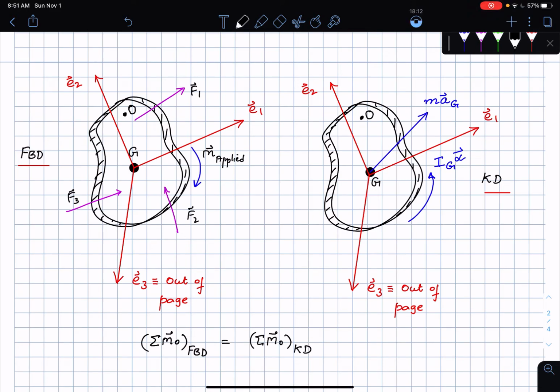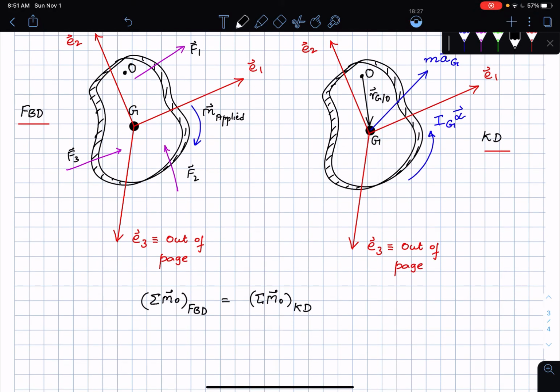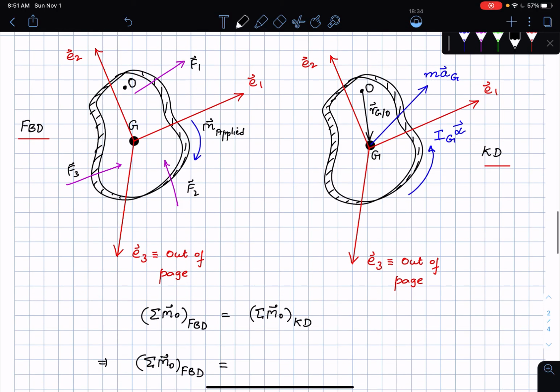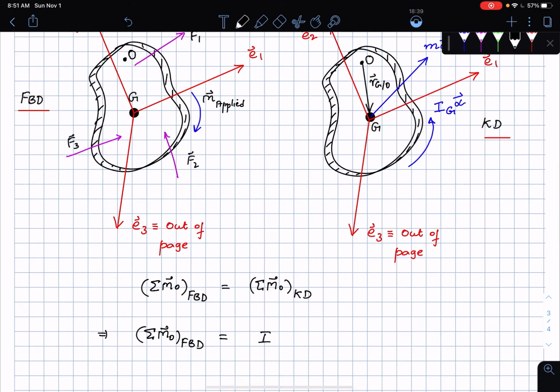And let me assume that this distance is known to me. Look at this, this distance is from point O to point G, so this is going to be r_G/O. So I can write this equation now as the following. Summation of M_O on the free body diagram is equal to, look at this, I have an inertial torque, which is I_G alpha. That's the first term that's going to come in here. So essentially think of the kinetic diagram as another free body diagram and see what all the torques and moments about the point O are.